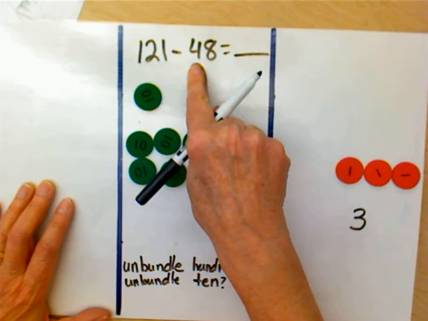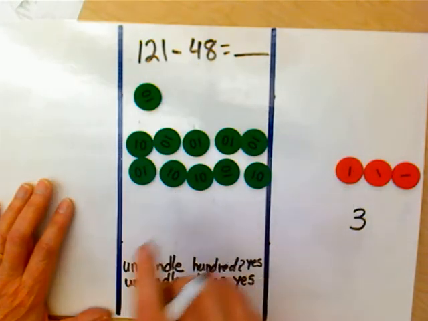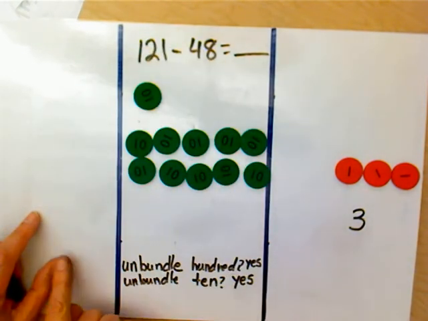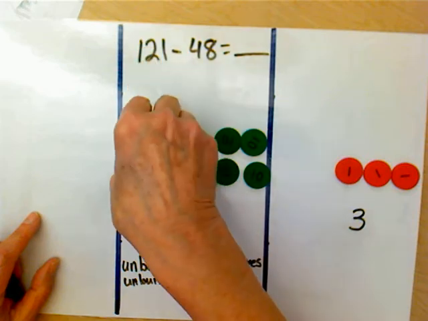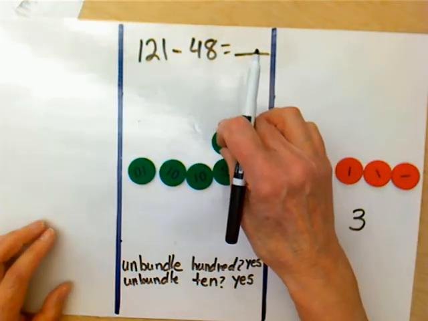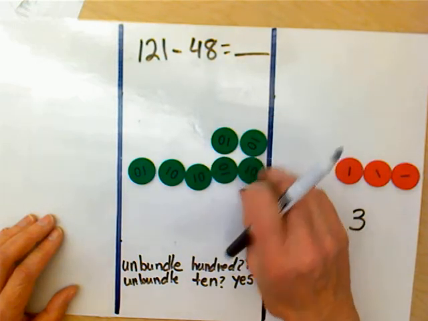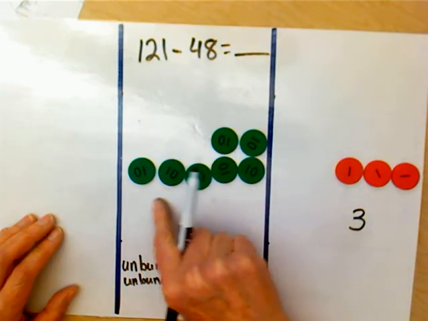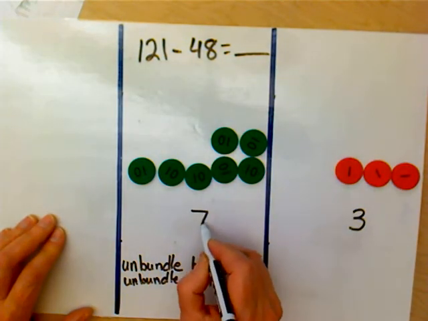can I take 4 10s from 11 10s? Well, I certainly can, because I've already decomposed 1, 2, 3, 4. So they have now been taken away from 121, and that leaves me with 7 10s.